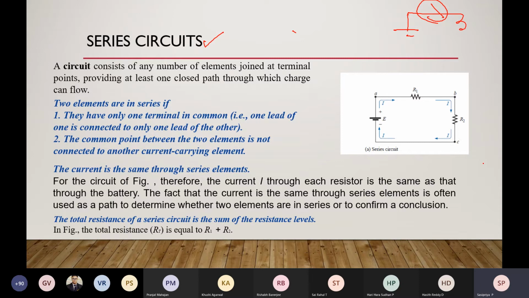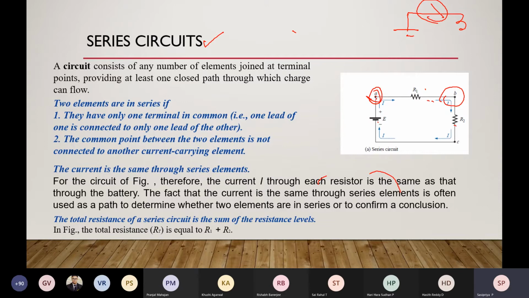So what is a series circuit? A circuit consisting of many elements joined at a terminal, providing a closed path. See, this is the closed path. The rule is, two elements are in series when they have a common point between them. For example, here this is a common point between these two elements, and here we have a common point between these two elements. They have only one terminal in common.